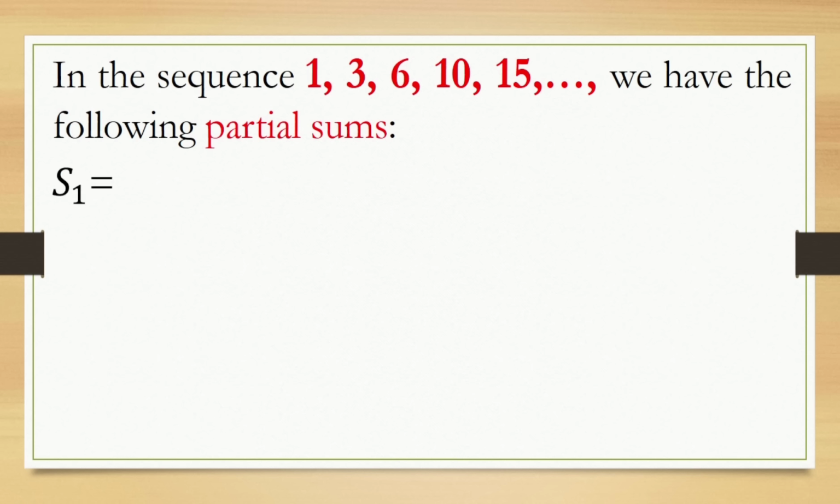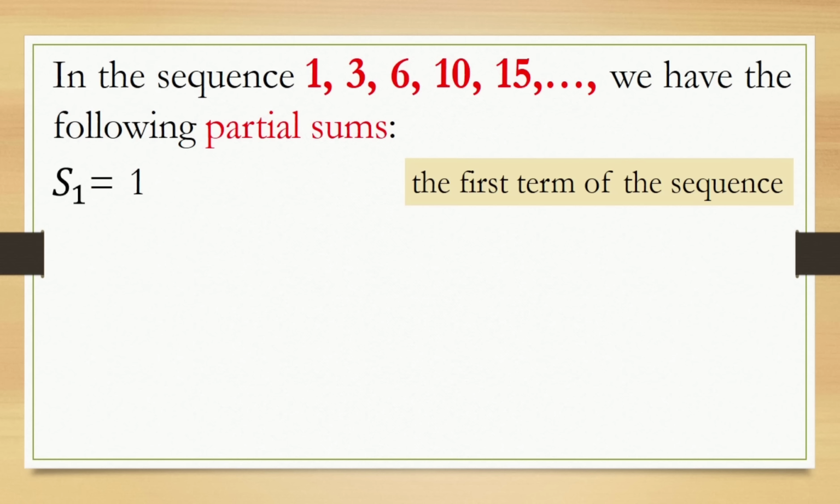In the sequence 1, 3, 6, 10, 15, we have the following partial sums. So, halimbawa, I have S sub 1. So, ang first term natin ay 1, the first term of the sequence. S sub 2, ibig sabihin, 1 plus 3 equals 4. Why 1 plus 3? Because this is the sum of the first two terms.